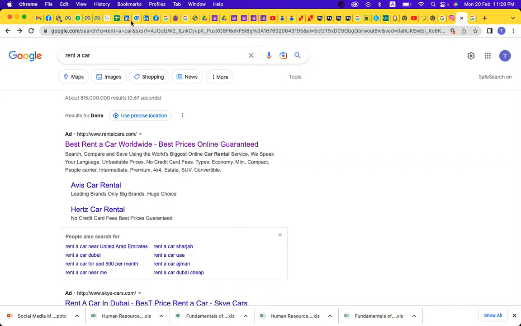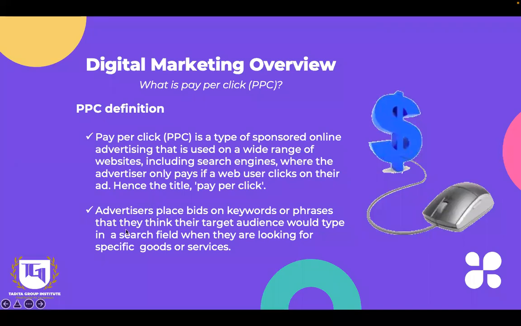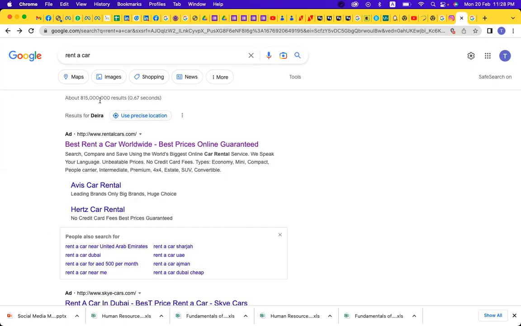So that's just how paid ads look like, okay? So let's continue. Advertisers place bids on keywords or phrases that they think their target audience will type in a search field when they are looking for specific goods or services. When audiences use this search term, advertisers probably use this as a keyword in their ads. And advertisers or digital marketing experts, they do pay for these keywords.